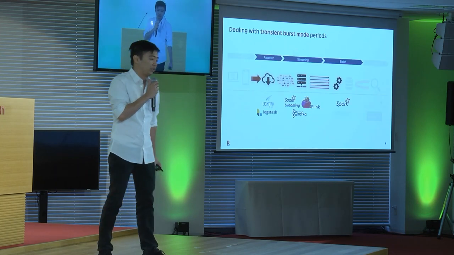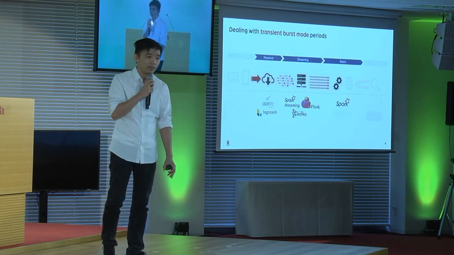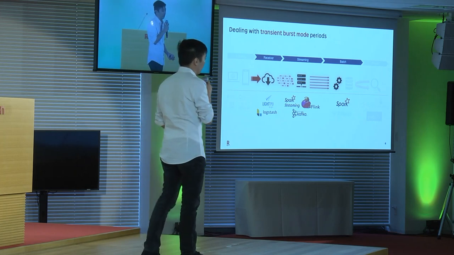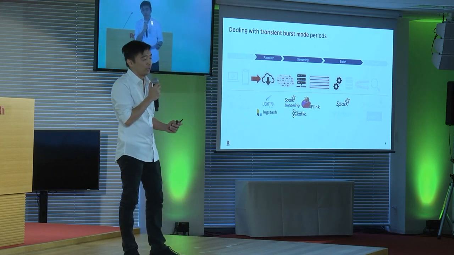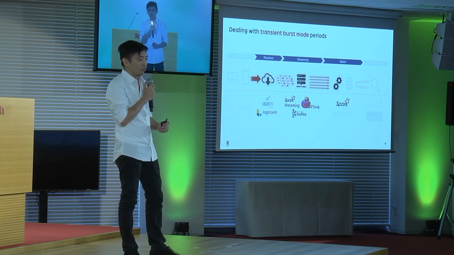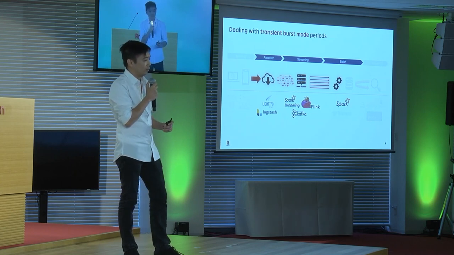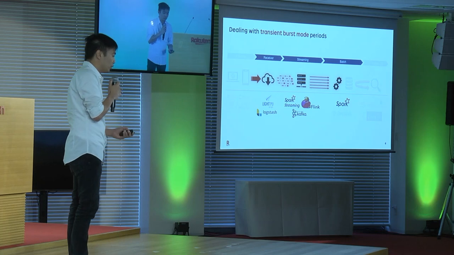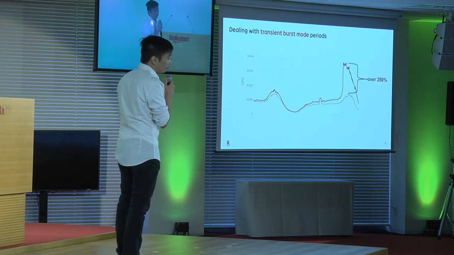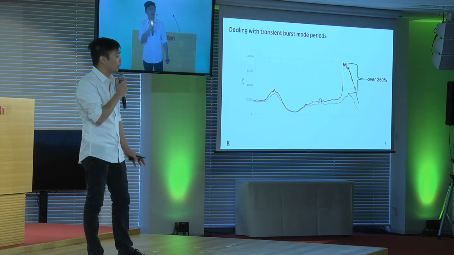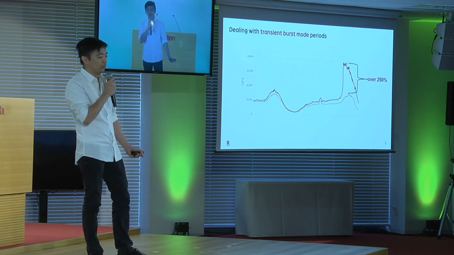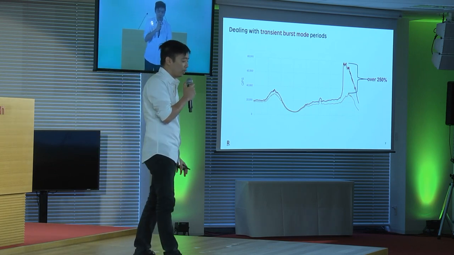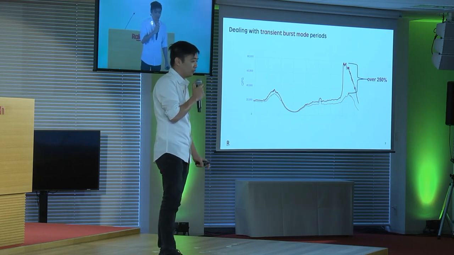So we talk about dealing with transient burst modes. This one is experienced when we have events in Rakuten, like a shopping marathon, a super sale, or even holidays, which make people buy or use our services. With this one, we have to deal with a lot of traffic, very different from the regular traffic that we are experiencing on a day-to-day basis. For example, from this chart, this yellow line depicts the normal traffic, and the red one shows a very big difference from the regular trend. Here we have over 200% difference from the regular traffic.